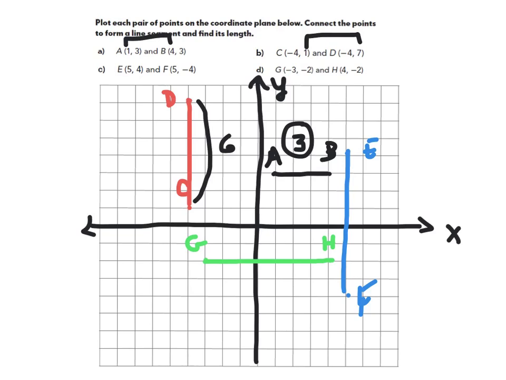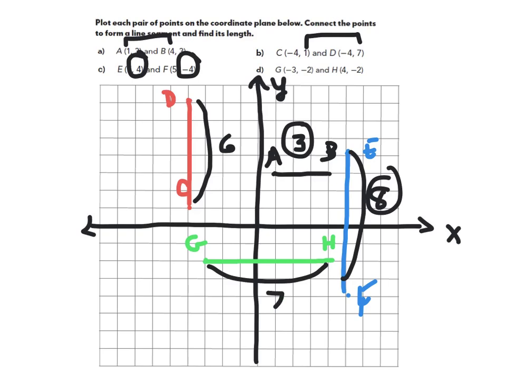E and F, they are 8 spaces apart, and I also know that because 4 is 4 away from the x-axis and -4 is 4 away, so that's a total of 8. And then G and H, they're 7 spots apart. I know that by counting, or also seeing that -3 is 3 away and 4 is 4 away for a total of 7.